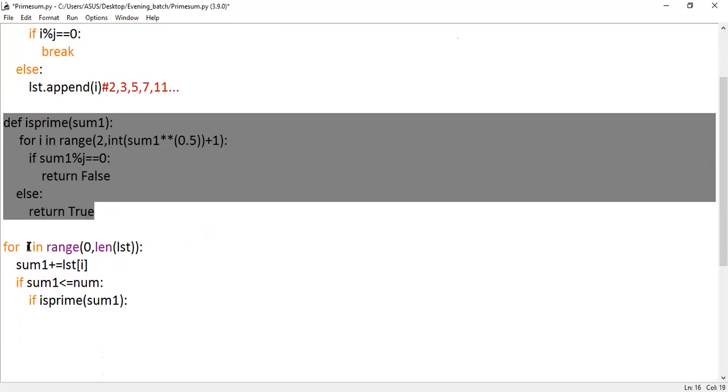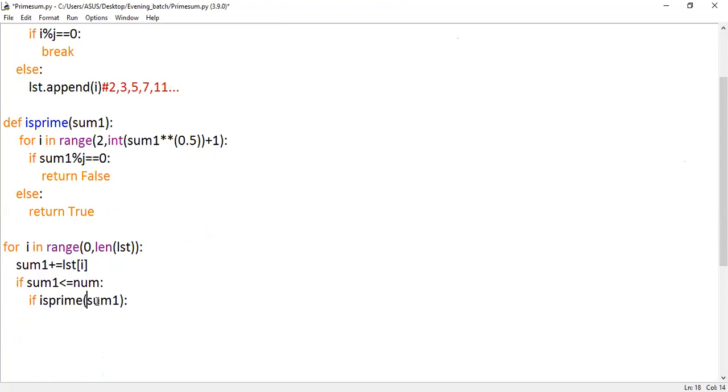This is the scenario. When you go here, whenever we pass some value, what happens? First two will be added. Two will be passed here.